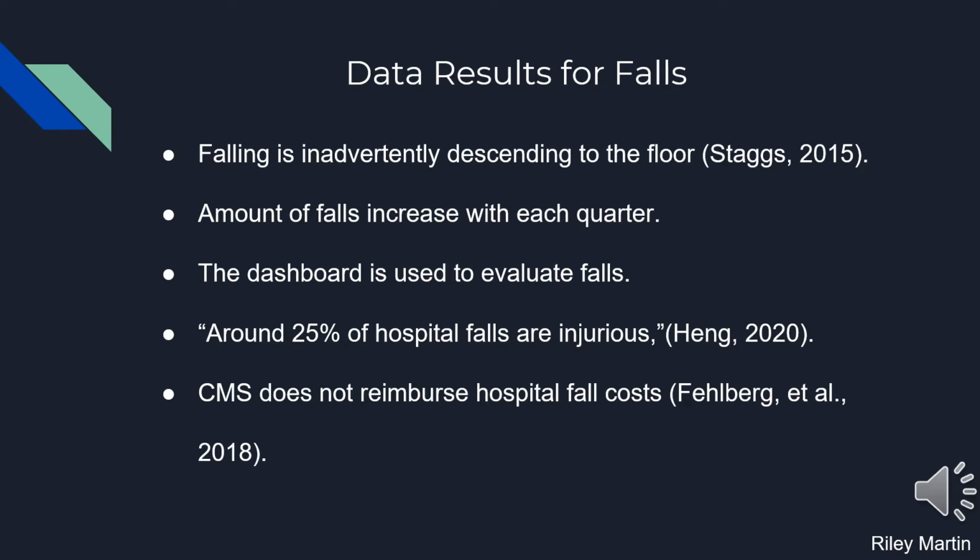In quarter one, 10 falls occurred. In quarter two, 15 falls occurred. In quarter three, 17 falls occurred. And in quarter four, 24 falls occurred, making a total of 66 falls. The dashboard contains indicators that need to be measured to see if a problem is indicated. Falls are measured in the dashboard by quarter to be able to evaluate when they happen most often.